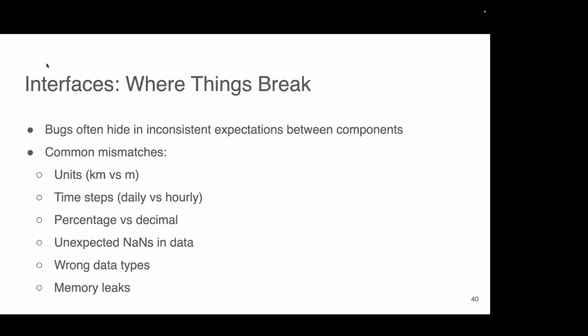And it's important to handle things like NaNs. So you might have a function that's not expecting NaNs, so you need to be able to handle that in some way. And maybe wrong data types passed from one function to another. You might output a list, and then you might pass it to a function that is expecting a NumPy array. And memory can generally affect all code, both components.